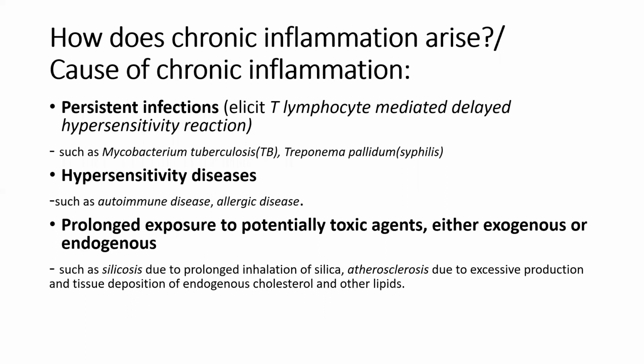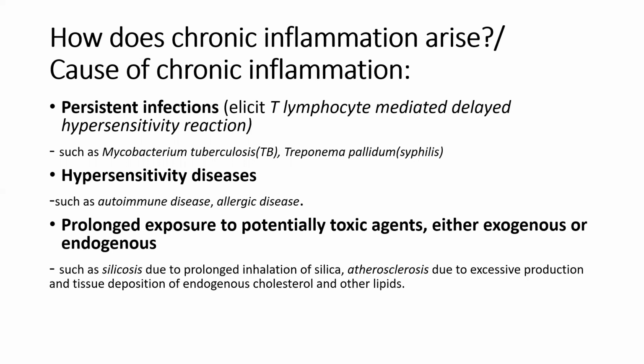How does chronic inflammation arise, or what are the causes of chronic inflammation? Chronic inflammation arises in the following settings. Whenever there is a persistent infection, this infection elicits a T lymphocyte mediated delayed hypersensitivity reaction. For example, in Mycobacterium tuberculosis, there is a prolonged persistent infection which leads to chronic inflammation. Another example of persistent infection is Treponema pallidum, which causes syphilis.